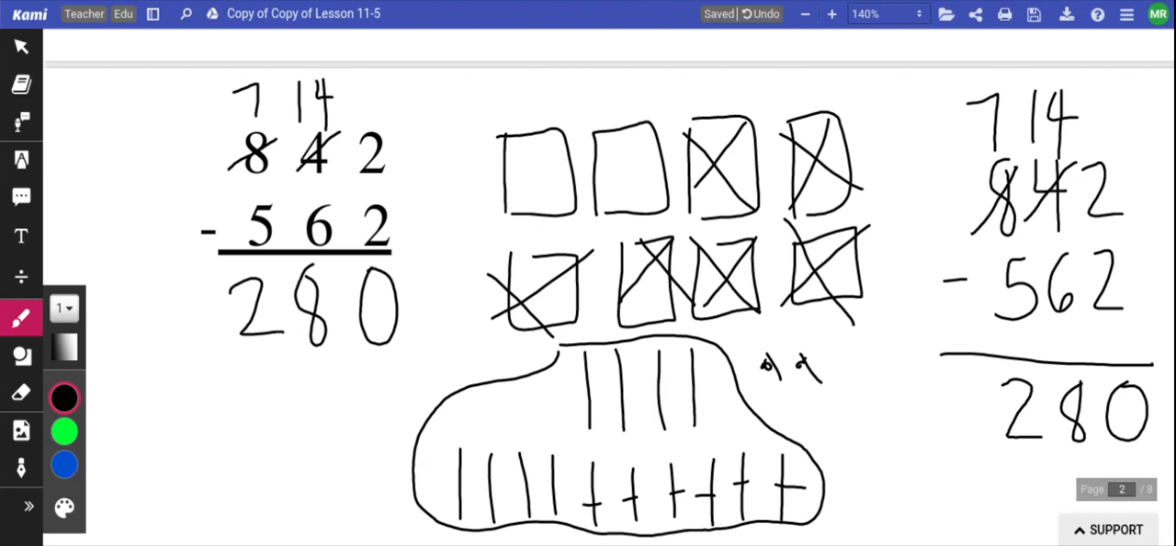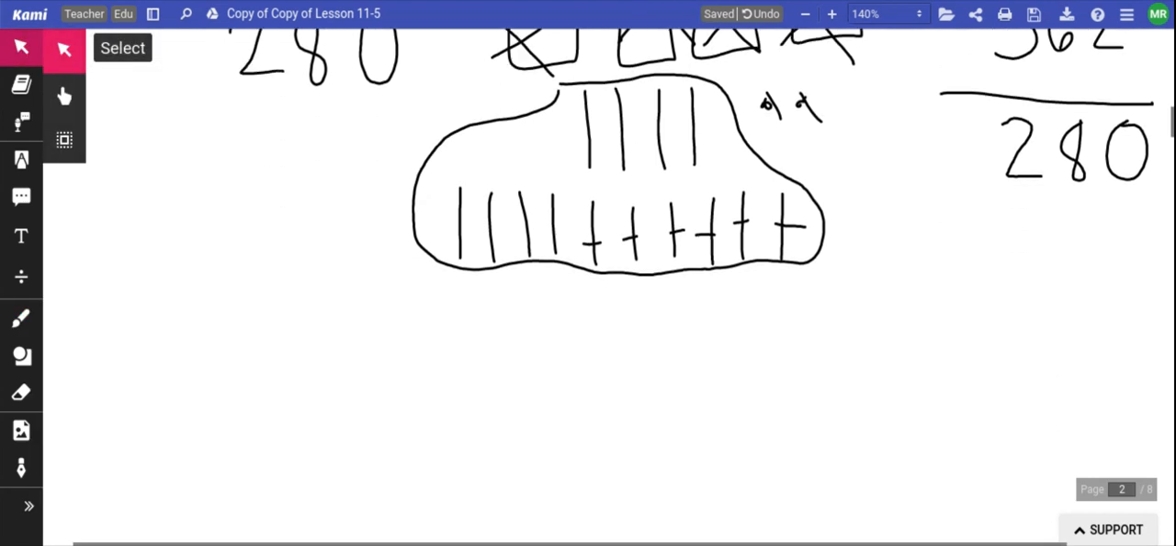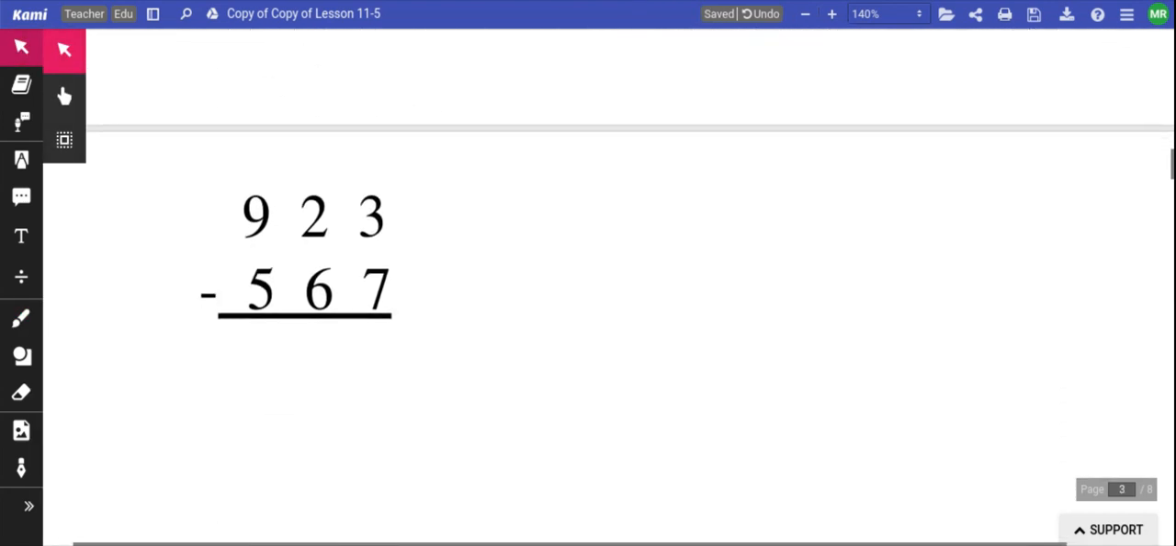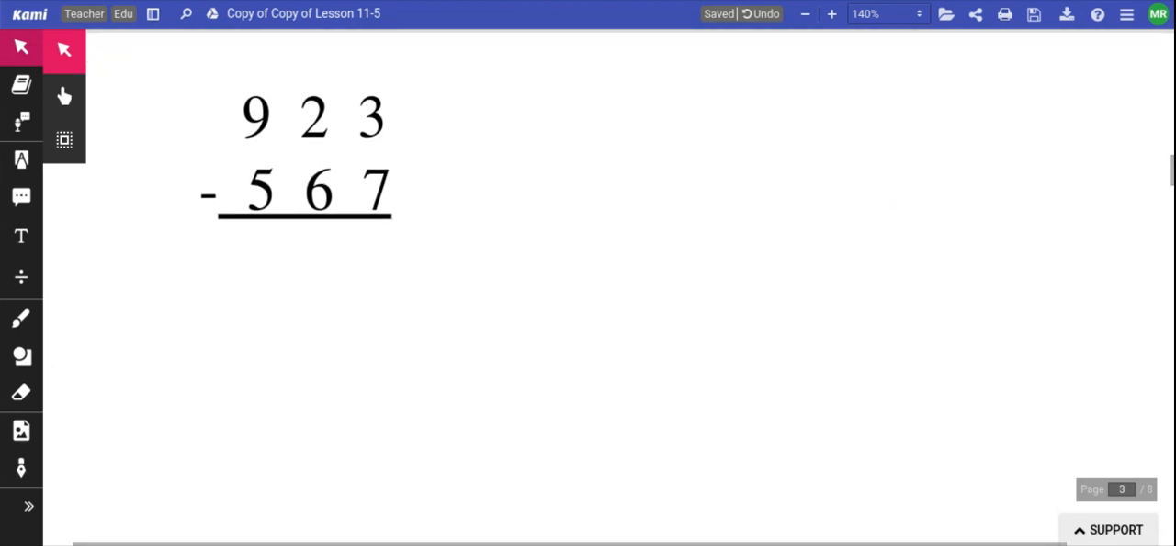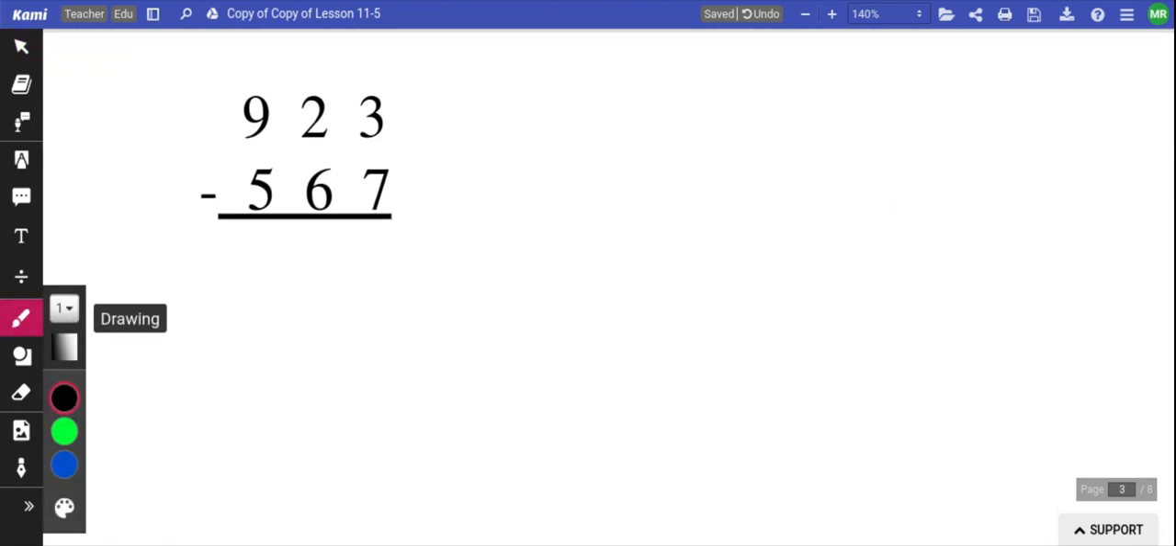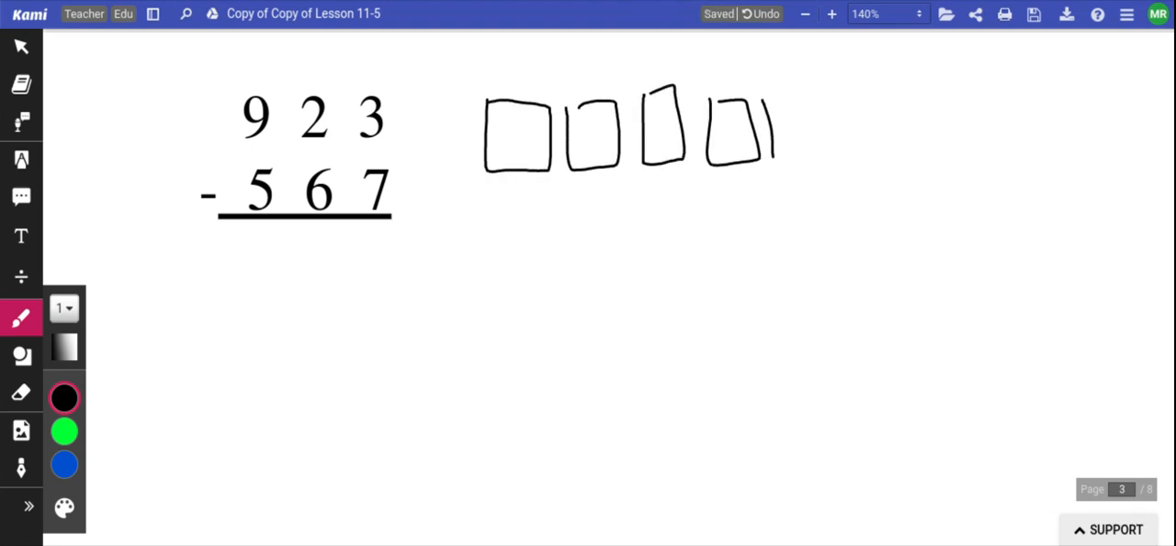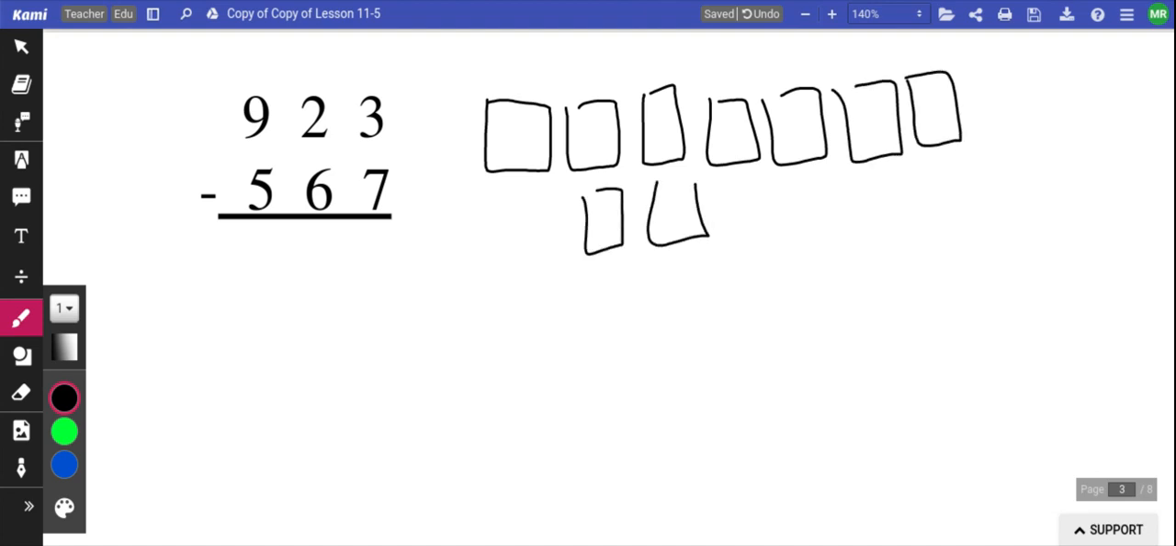So I'm left with 280. All right. Let's take a look at this one. This is a really interesting one when we draw it out as hundreds, tens, and ones. So let me draw this out first. So 1, 2, 3, 4, 5, 6, 7, 8, 9 hundreds, two tens, and three ones.